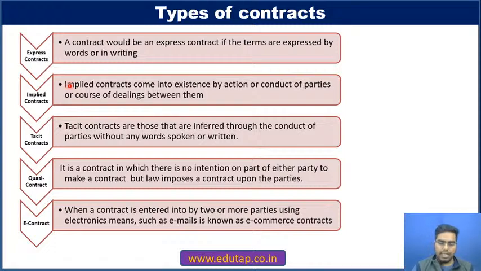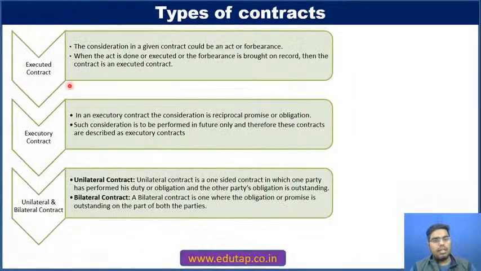Next is executed contract. Executed contract means the consideration in a contract should be an act or forbearance. Consideration should be anything in return. But when the act is done or executed, or the forbearance is brought on record, then the contract is an executed contract, when both the parties have done their acts.